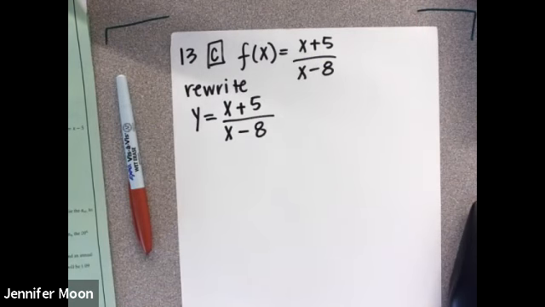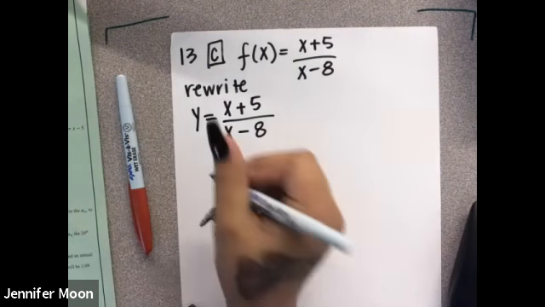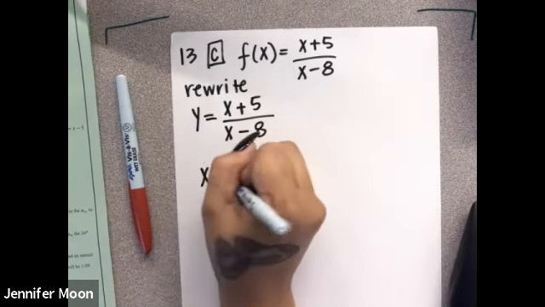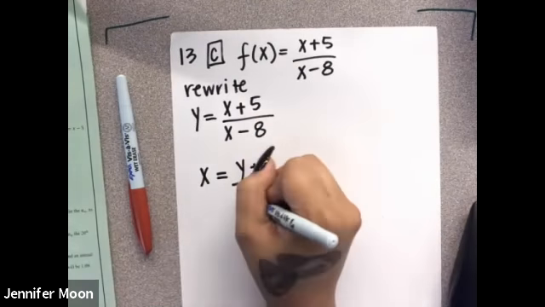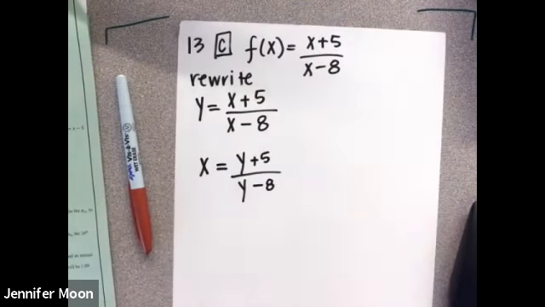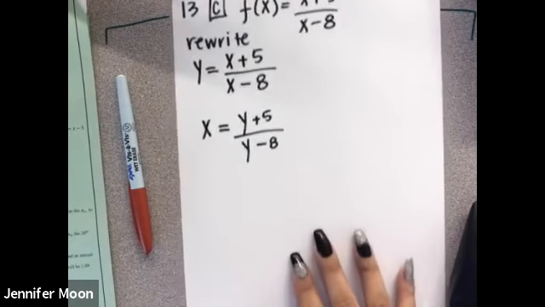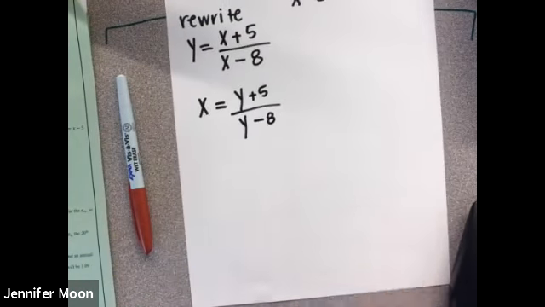Now I actually follow the two steps, which is switch and solve. So switching gives me x equals y plus 5 over y minus 8. Okay, so now I'm solving for y. I've got a y in the numerator and a y in the denominator. In all honesty, that doesn't help me at all, right?